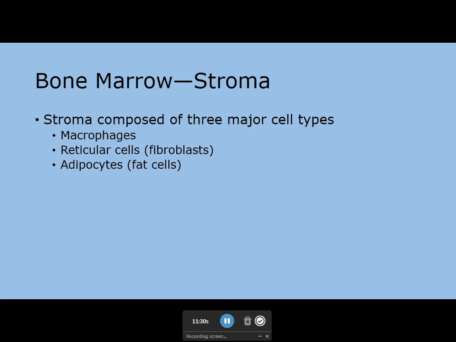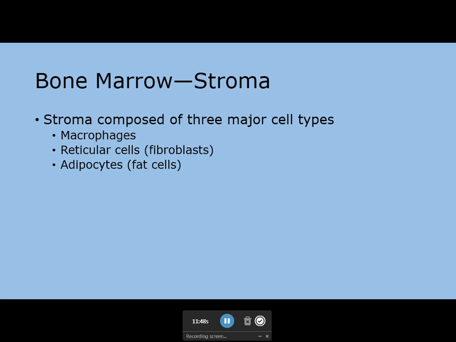So reticular cells were also referred to as fibroblasts. I mentioned reticular cells earlier, but they produce some little fibrin strands to give support, but also to give a place for adhesion and these kinds of things. And then the adipose tissue.